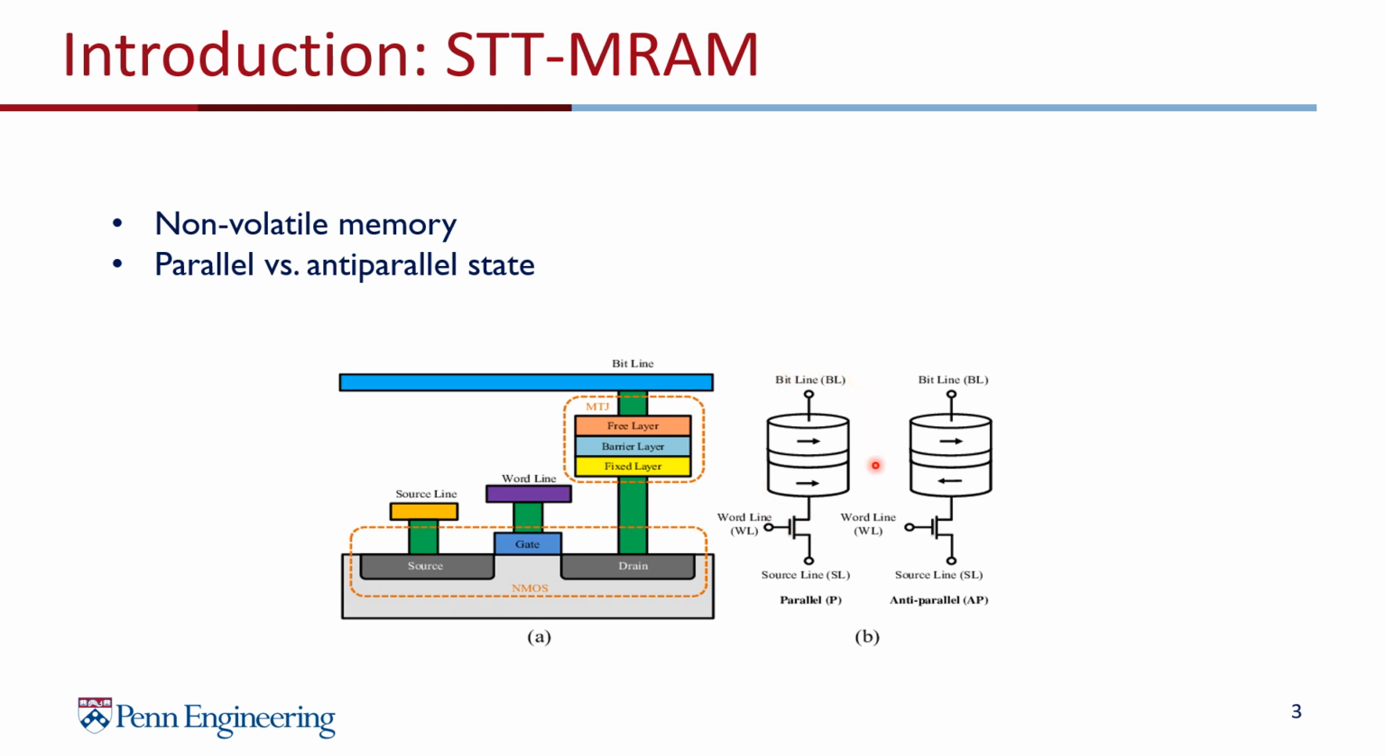In this image here, the case of the magnetic tunnel junction being in the parallel state and anti-parallel state can be seen. In the parallel state, the magnetoresistance is low and a digital logic 1 is stored. In the anti-parallel state, the magnetoresistance is high and a digital logic 0 is stored.